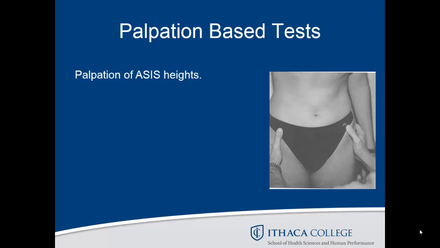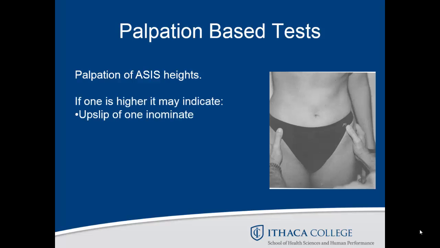The next of the palpation-based tests is palpating ASISs. And so again, same thing, you've got to find that same point on the ASIS, both right and left, before you can make a conclusion. And then if you find that one is higher than the other, again, it could be an upslip on the higher side, a downslip on the lower side.